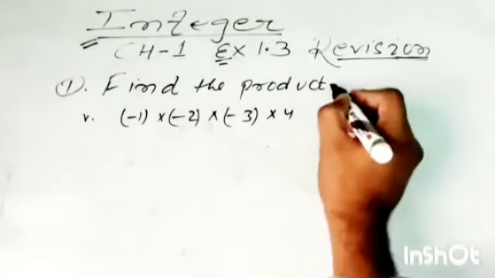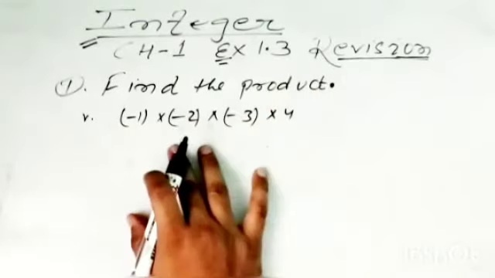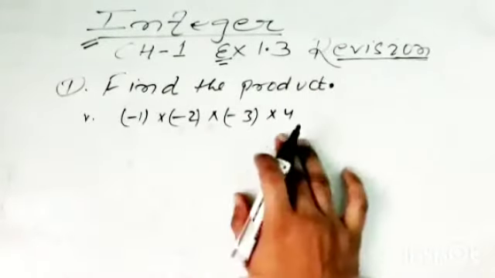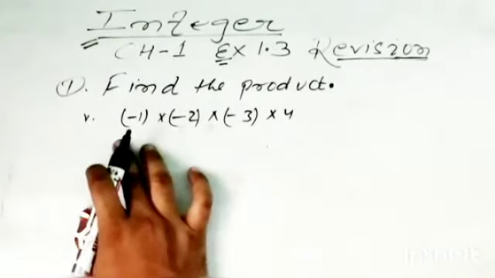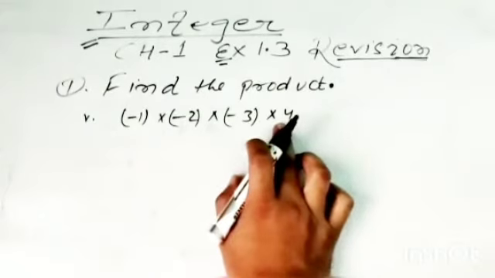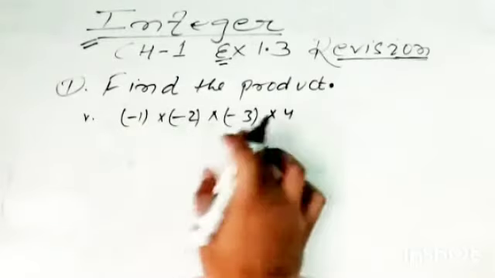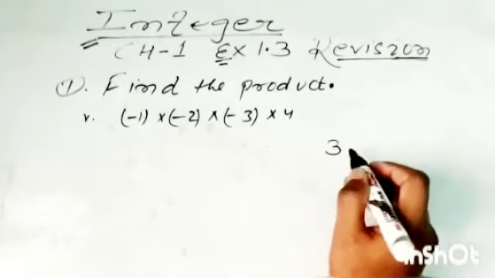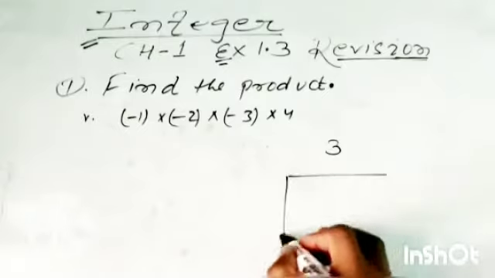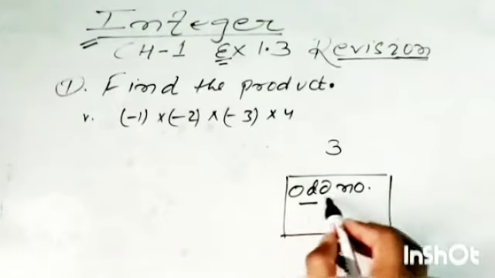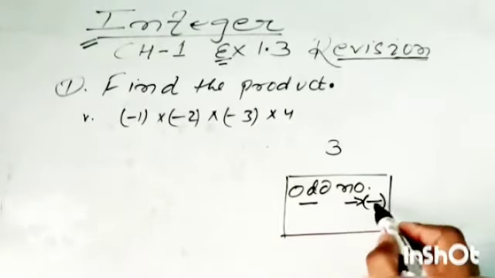Well children, this exercise is based on finding products of the integers. So let's take the first question, subpart 5. We have to find the product of these numbers, and here we see 4 numbers, all connected with the multiply sign. Before we multiply, first let's count how many negative signs there are. Let's count: 1, 2, 3. 3 negative signs. So children, one thing you have to make clear here: if you find an odd number of negative signs, the final answer will be negative.